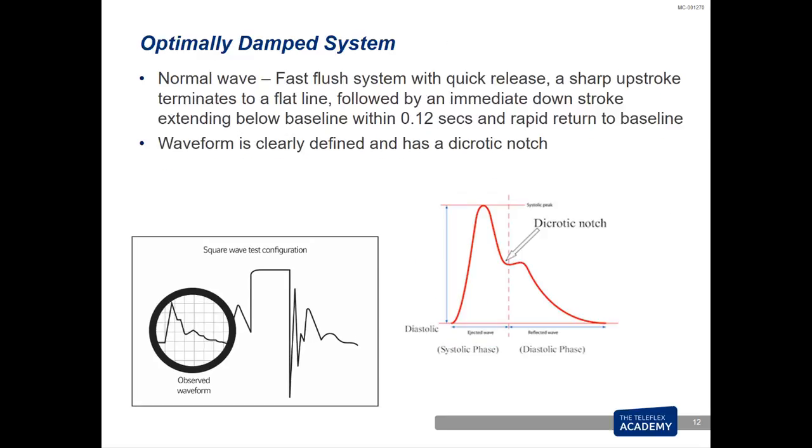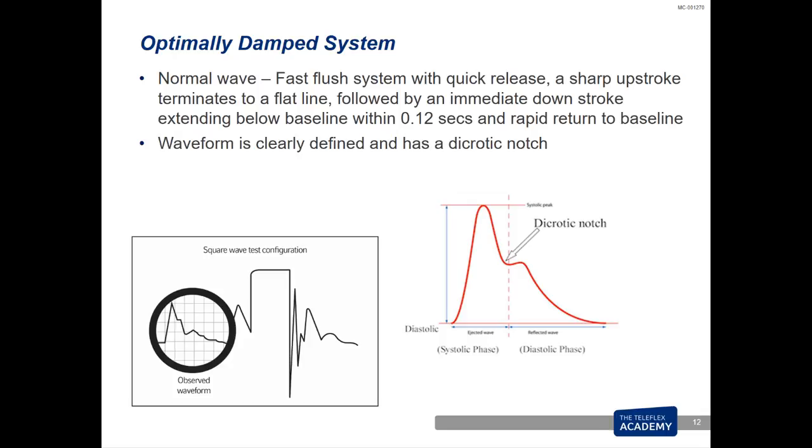So when you optimally have a damped system, I'm going to review this a little bit because this is the normal wave. This is exactly what you should see in your patient in the intensive care that has an arterial catheter dwelling. You're going to fast flush the system with a quick release. You're going to pull on your little blue tab. You're going to quickly release it. It's going to give you a sharp upstroke that terminates to a flat line, followed by an immediate downstroke. This happens very quickly in a 0.12 second rapid return to baseline. That means it's going upstroke, across, and rapidly coming down and goes below the baseline. The waveform is clearly defined and has a dicrotic notch.